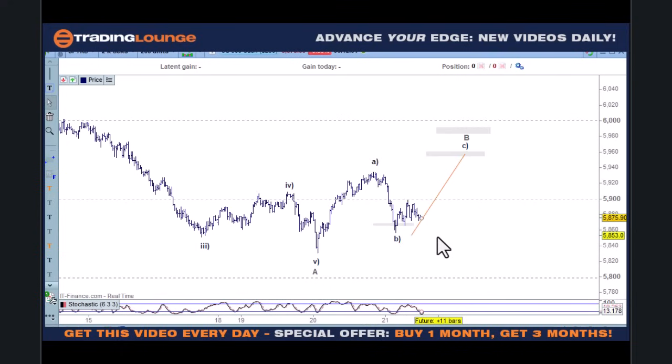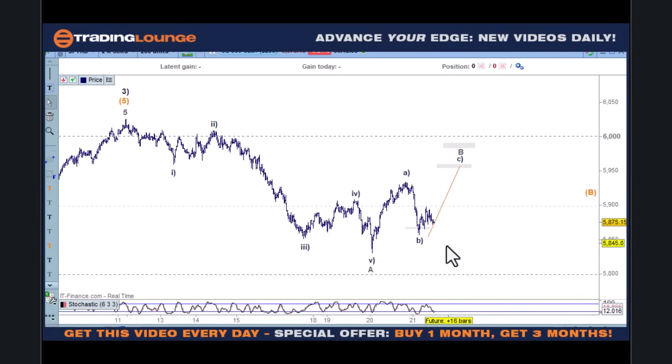And maybe we could view it in another way. Maybe we could look at it as 3 waves down here as well, and then an A and a B and a C up here, and then the B wave goes up here, and we go down for 1, 2, 3, 4, 5, and we go down that way. So that's kind of possible as well.